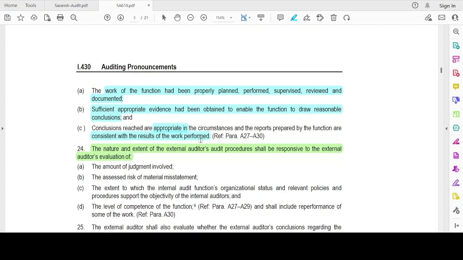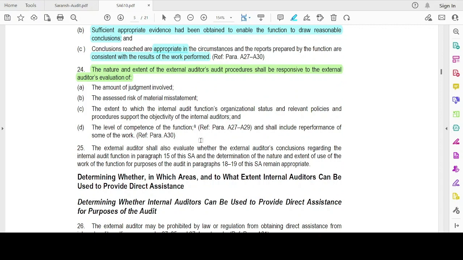The nature and extent of the external auditor's audit procedures shall be responsive to the external auditor's evaluation. So how much work I delegate, we have discussed, right? If the internal audit function has less objectivity or less competence, I will do more of the work myself and delegate less to them, right? Similarly, there are some factors which I'm going to discuss here. This will be a question.